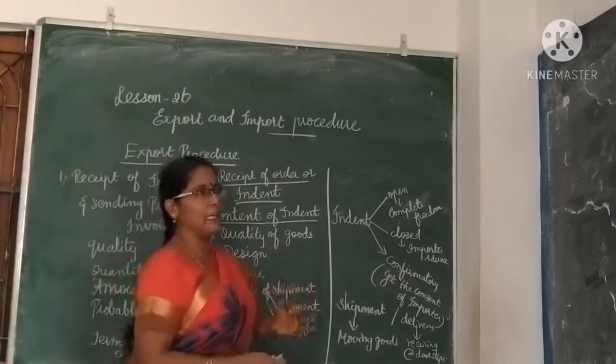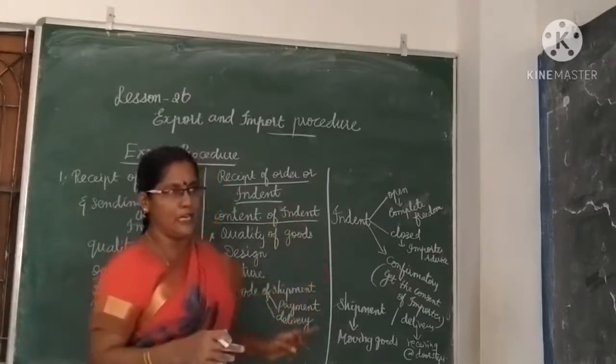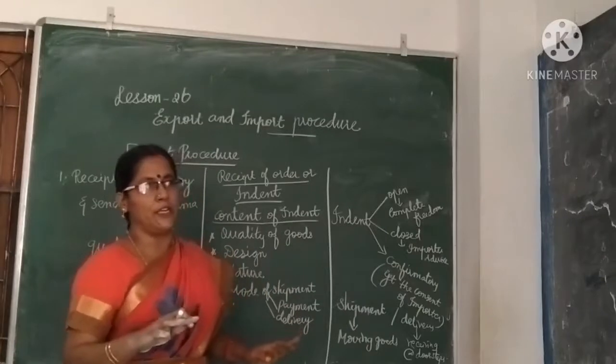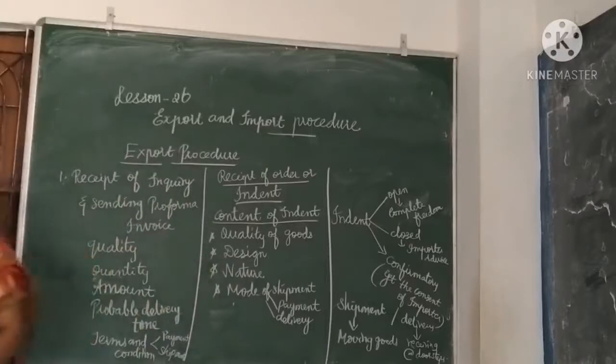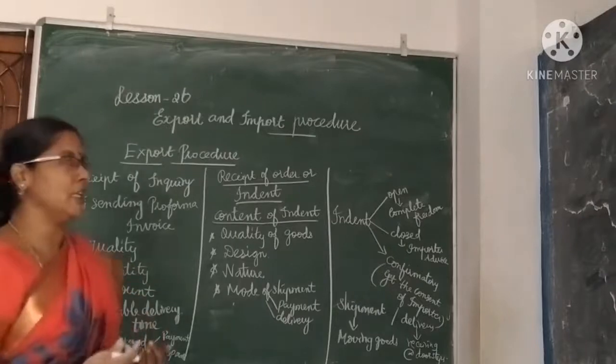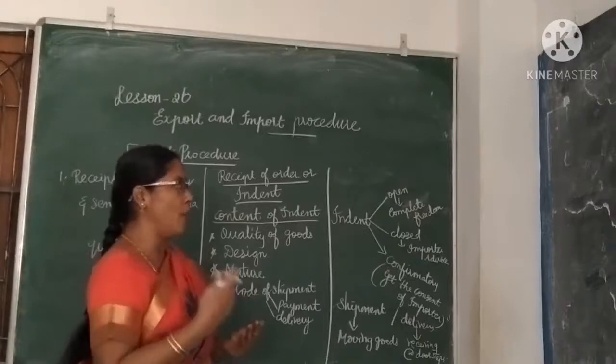Then there are three types of indent. One is the open indent. Open indent means complete freedom is given to the exporter, so the exporter can send the product as he wishes. It gives the exporter complete freedom to choose the type of goods, price, quality, and method of packing; everything is as per the exporter's wish. It is called complete freedom. It is an open indent.